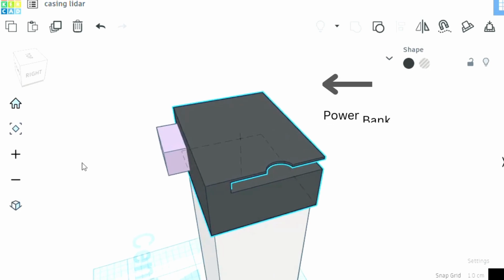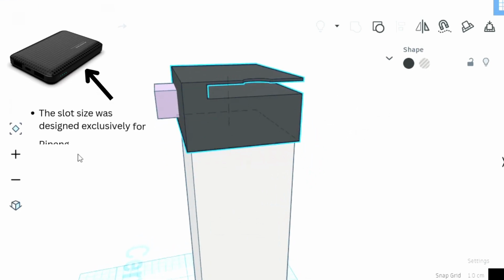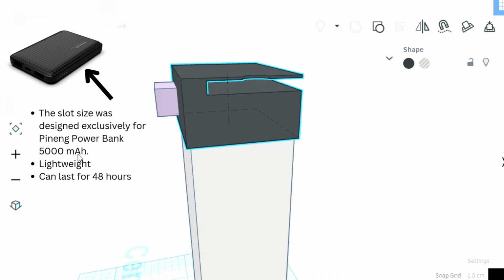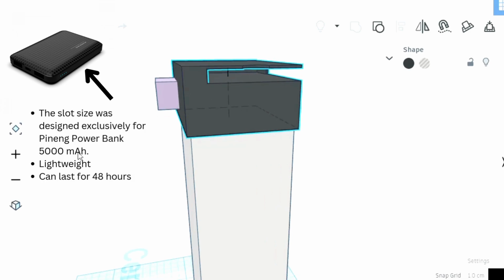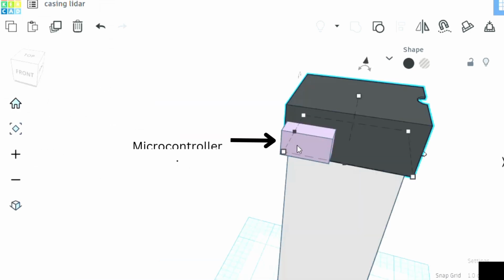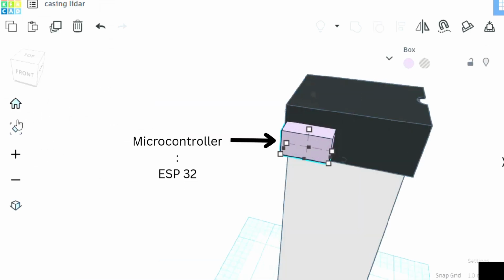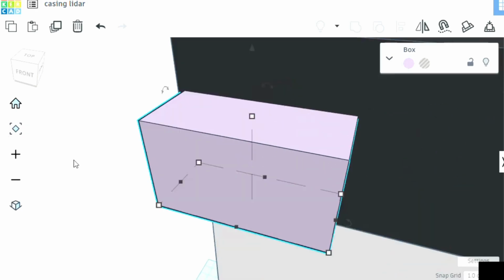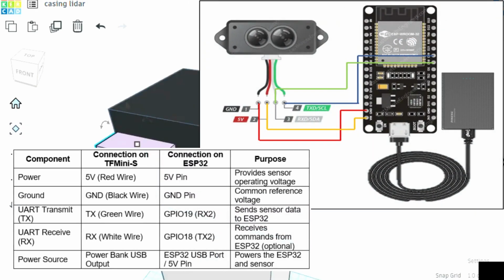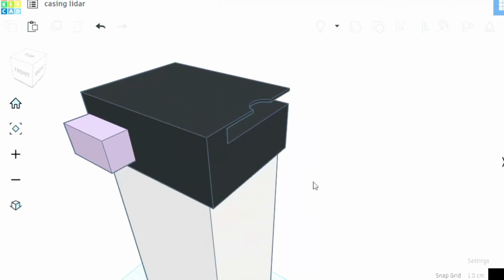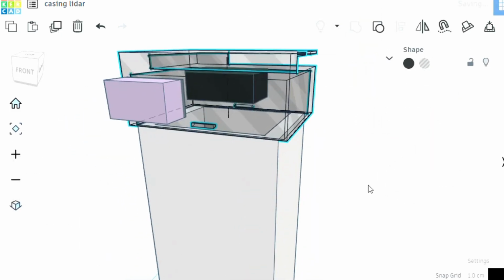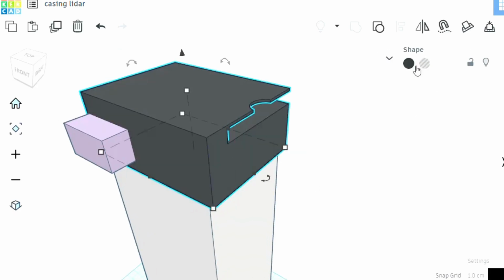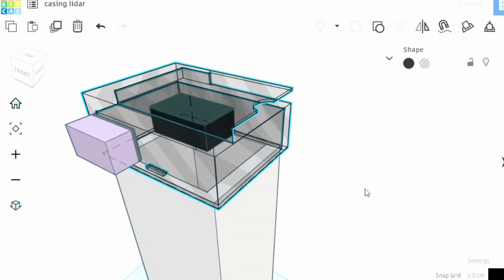On the lid, there is a designated power bank slot, exclusively designed according to the size of a Penang power bank, which is known for its small size and light weight, with powerful performance, as it can operate up to 48 hours. On the side of the lid, there is a microcontroller casing, where I've placed an ESP32 as a microcontroller to send my data to an IoT platform called VII. And lastly, the highlighted component in the system, which is the F-mini-S LiDAR. It was placed inside the lid in the center position, so it can measure the water straight on.